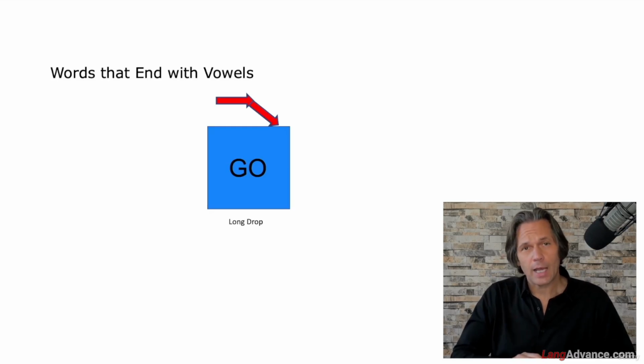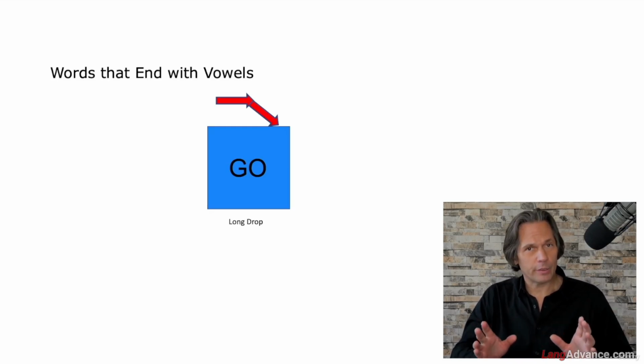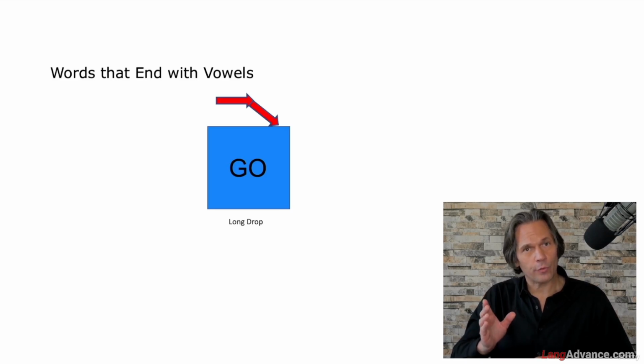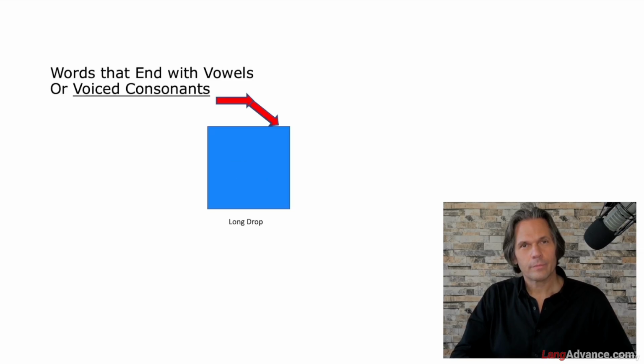Now remember, we talked about consonants, and we talked about consonants being broken up into two groups, unvoiced and voiced consonants. Well, we're going to see this long drop tone with words or syllables that end with consonants from one of those groups. Can you guess which group? You're not expected to know this, but it's quite interesting. Here comes the answer. Yes. Words or syllables that end with a voiced consonant will also use the long drop tone.